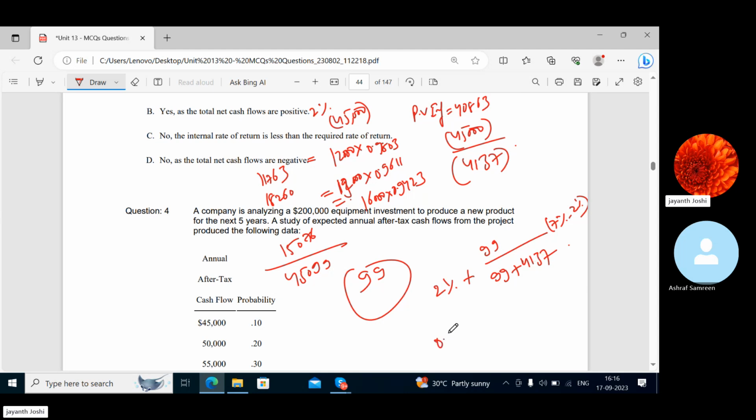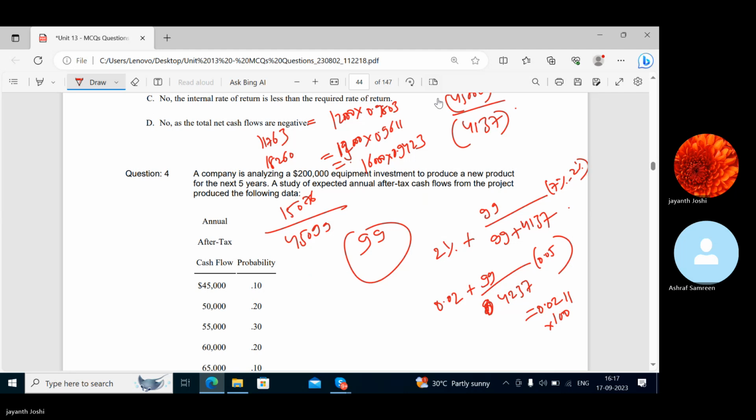You can take 0.02 plus 99 by almost like 414237. You can take 0.05. Yeah. Now, if you can tell me the IRR, I will directly conclude the answer for this instead of guessing all this. I'm getting 0.0211. 0.0211 into 100, 2.11.